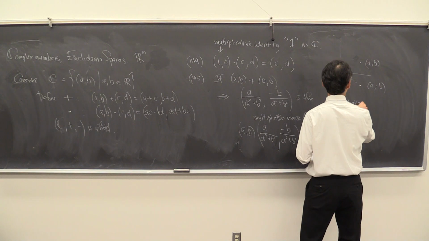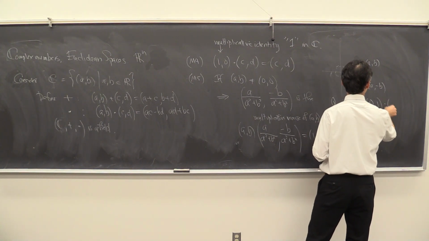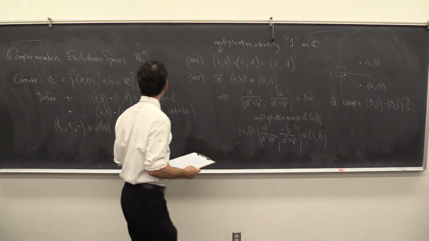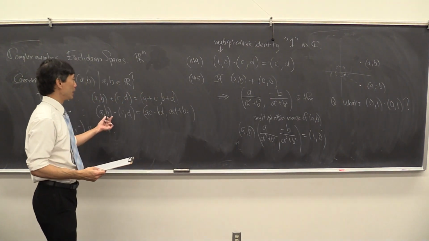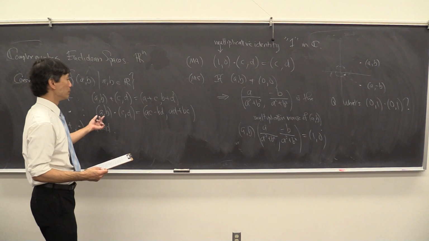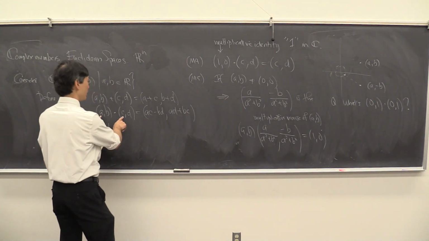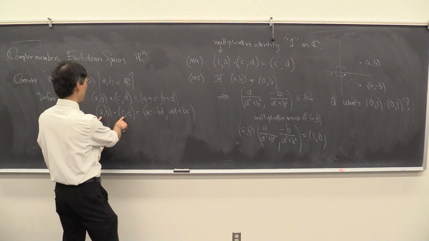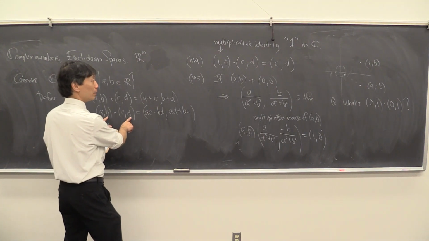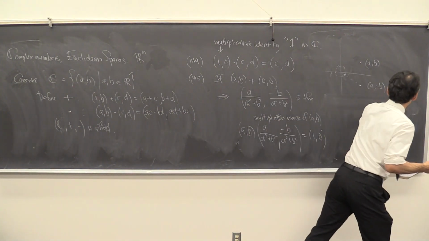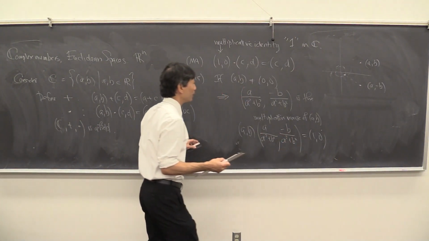What's (0,1) times (0,1)? Well, you're going to get AC, which is 0, minus BD, which is 1, right? Actually, before I do that, sorry. So I ruined the joke.